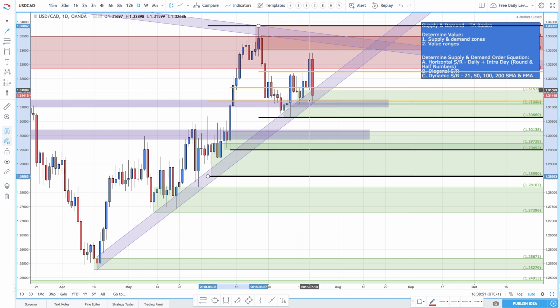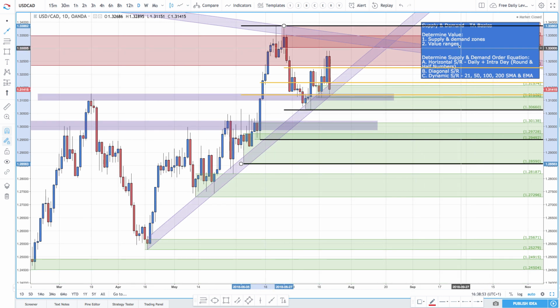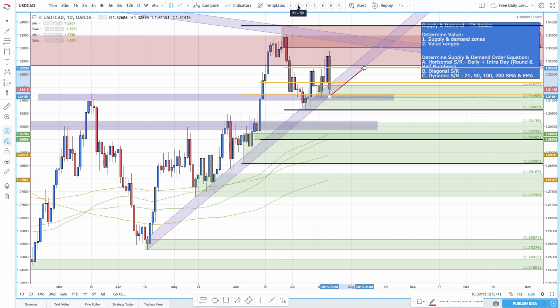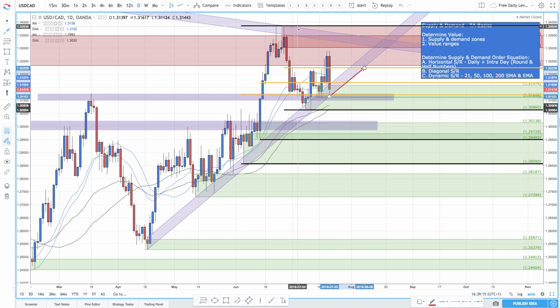So looking for all other confluences, right? Horizontal support and resistance, got resistance here, potential support. So we could look for some price action intraday. Anywhere around here, got our diagonal support here as well. And then we've got potentially nothing on the 100 or 200, then the 21 and the 50. We also have the 50 kind of creeping up into this area here.